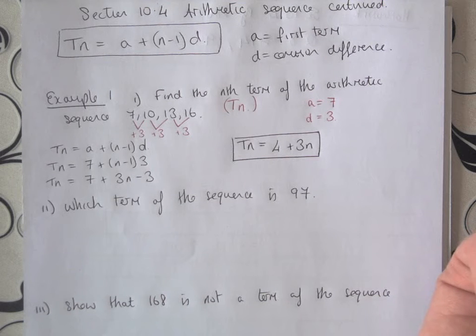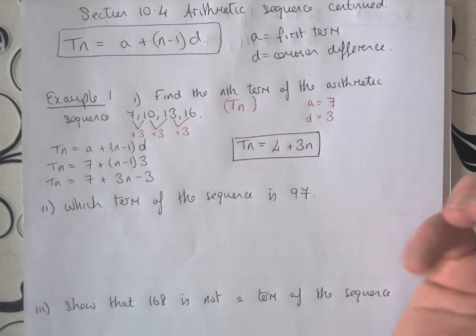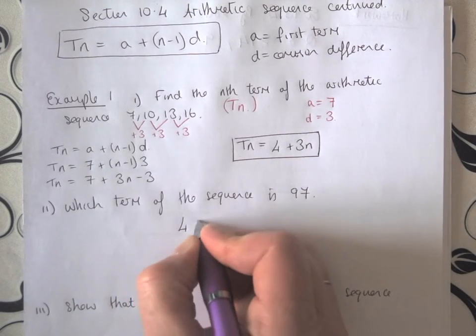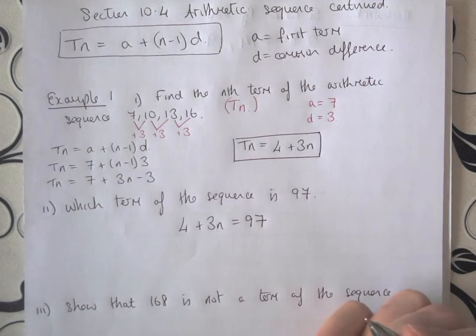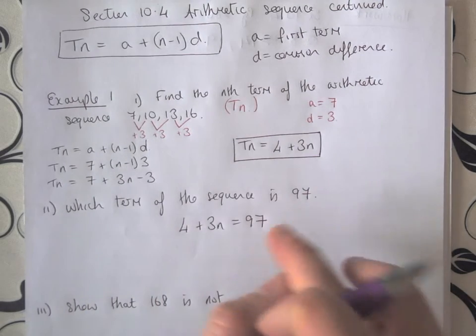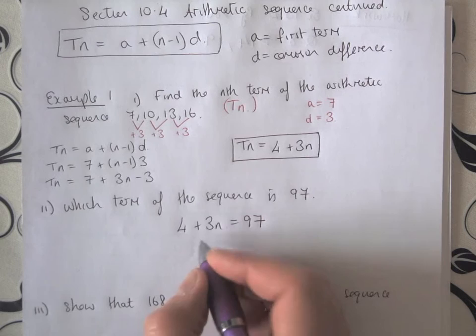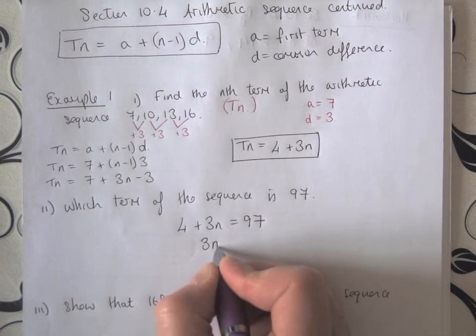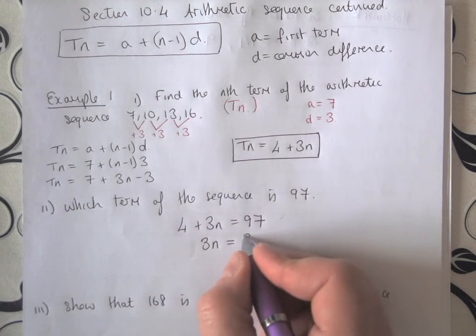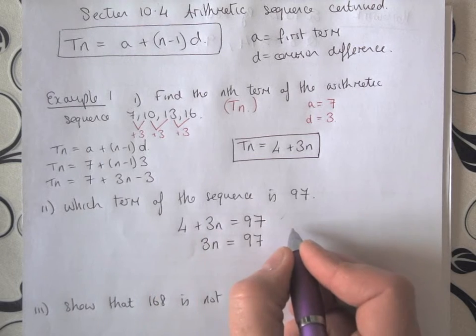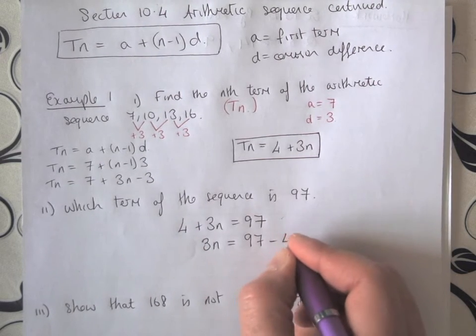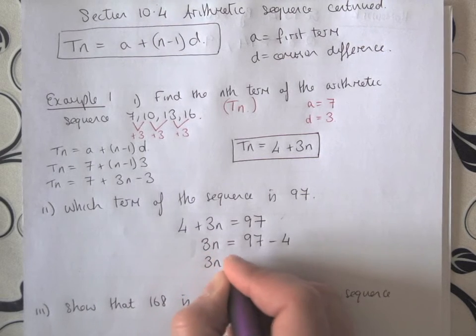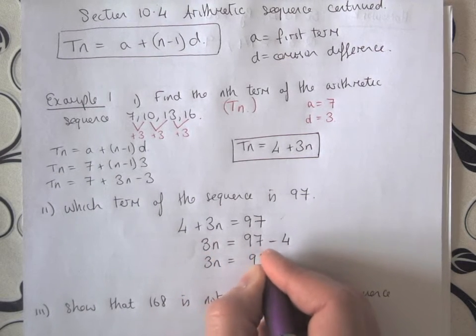Which term of the sequence is 97? So for this, we let our Tn equal 97. Okay, so it's saying which term, so we're looking for n. N tells us the term number. So we're going to keep 3n on its own and bring the 4 over. Remember, when you bring anything over, it does the opposite of what it's doing at the moment. It's being plussed at the moment, so it's going to take away. So 3n is equal to 93.